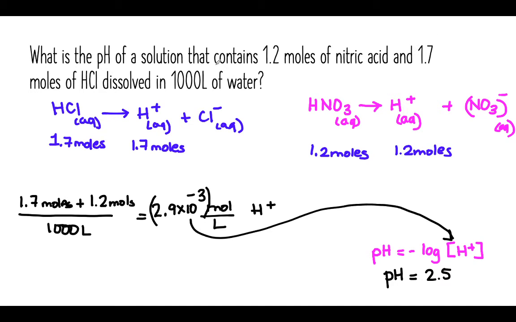but because I know that this number has two significant digits, this number has two significant digits, and this number has one significant digit, I'm going to round my answer so that it has one significant digit as well. So the pH is going to be 3.